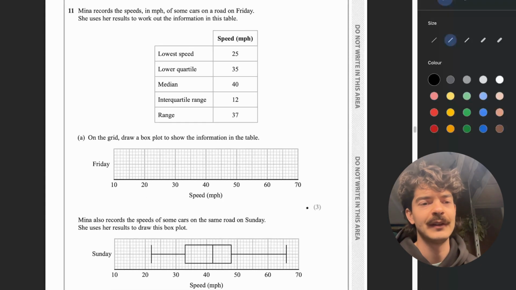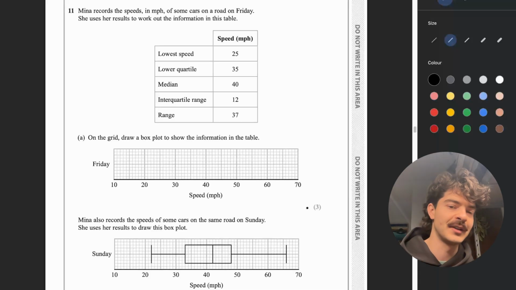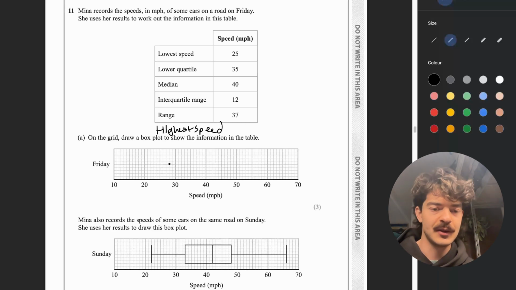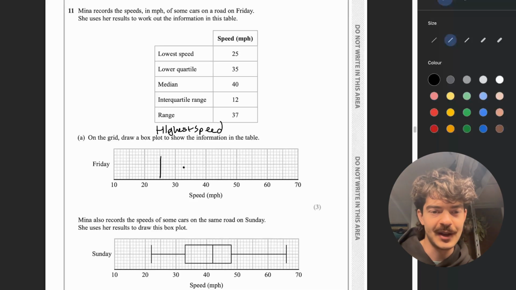Question 11. Mina records the speed in miles per hour of some cars on a road on Friday. She uses her results to make a box plot. Okie dokie. We've got lower speed, lower quartile, median, interquartile range, and a range. So we're only missing our highest speed here, but we can work that out using the range. So 25, that's going to be right there. A lower quartile at 35, cool. Another line there. A median at 40 there.